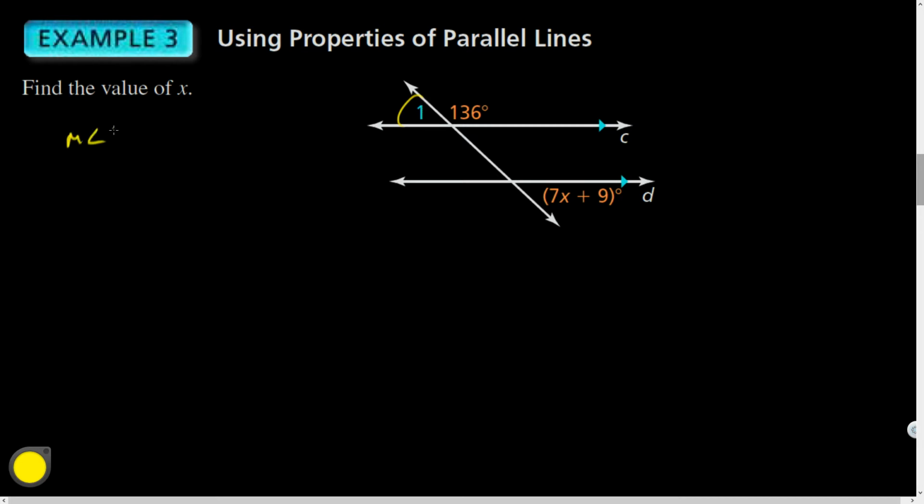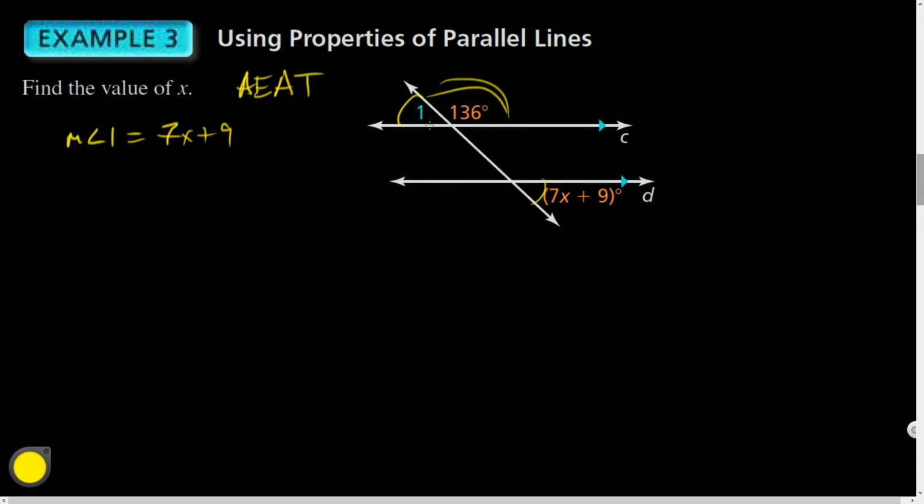Okay, so measure angle 1 is equal to 7x plus 9. That's a definition of congruence substitution statement after I knew that these two angles were congruent. Why were they congruent? Yeah, the alternate exterior angles theorem would tell me that those two were congruent. How am I going to get to this 136 somehow? Yep, 1 and 136 are a linear pair.